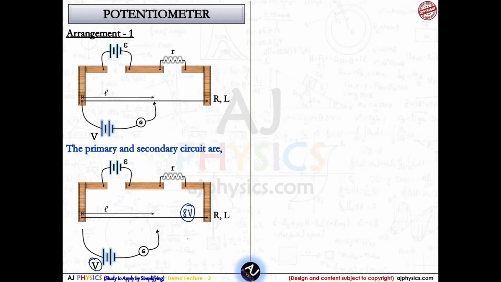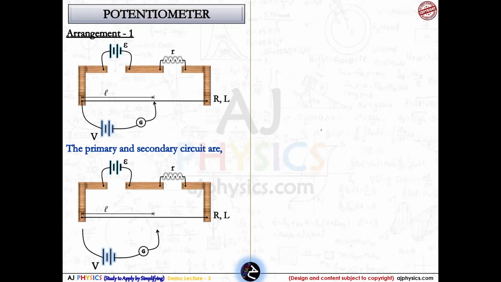Now if you keep the value of this V less than 8 or equal to 8, you will get the balance point within this whole range. When you keep V equal to 8, you will get the balance point at the last end, the last point of the wire. And if you keep the value less than 8, then you can attain the balance point anywhere in this wire, and you will not go through the end. Fine. So this is the basic potentiometer which you have to understand.